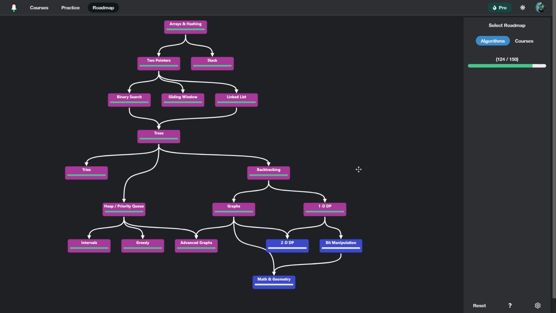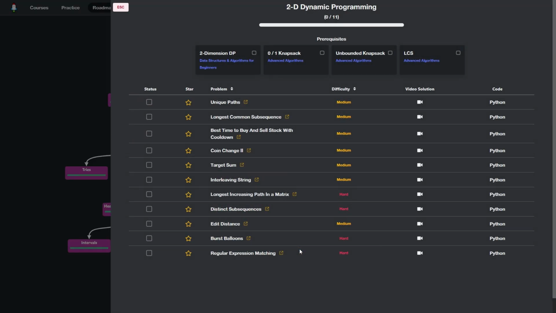Hey, welcome back everyone. Today we're going to be working on the 2D dynamic programming questions from the LeetCode roadmap. So today we're going to work on the first 4 questions here. Just like 1D dynamic programming, 2D is pretty similar.